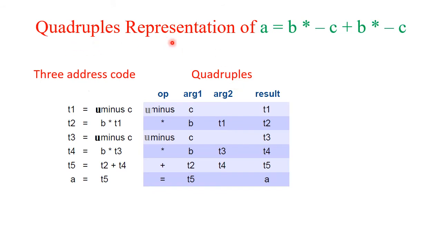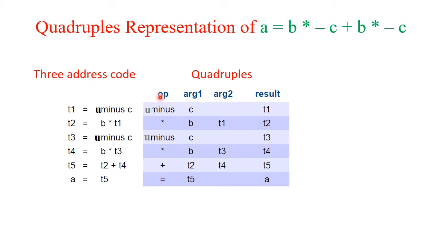Now, the quadruple representation of A equal to B star minus C plus B star minus C. This quadruple is a way to represent three address code. So initially we have to write the three address code for this statement. That is, as initially discussed, T1 equal to unary minus C, T2 is equal to B star T1, T3 is equal to unary minus C, T4 equal to B star T3, T5 is equal to T2 plus T4, and A equal to T5. In the case of quadruples, we have four fields: operator, argument 1, argument 2, and result.